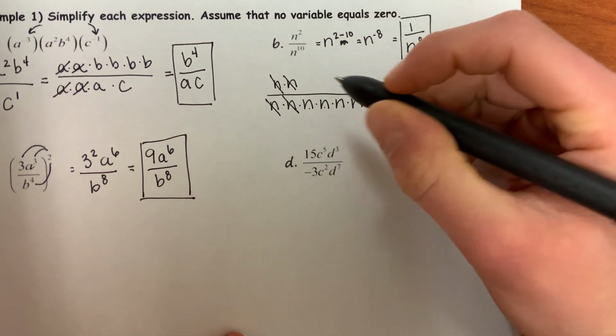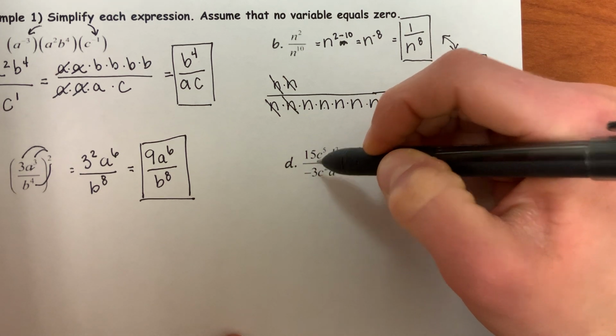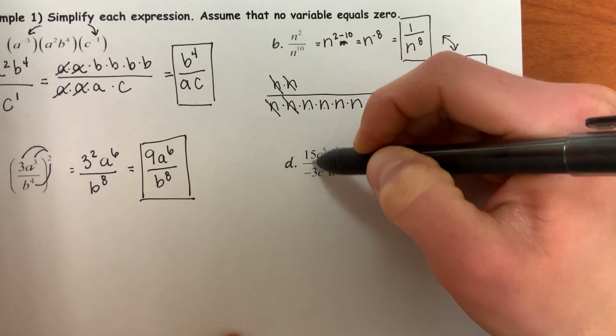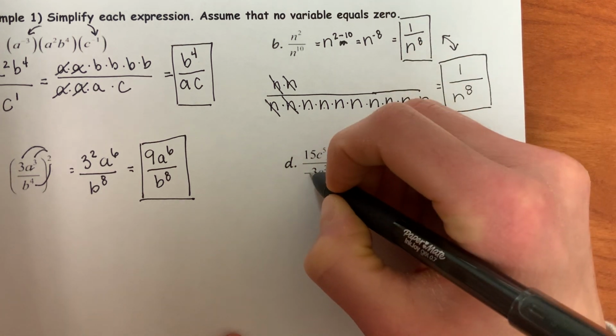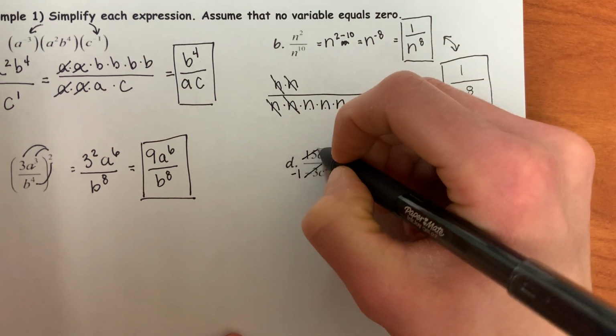So here I'm just going to look at each part. I'm going to first look at the numbers. So I have a 15 and a negative 3. I know that 3 can go into 15 5 times. Okay, so if I reduce both these numbers by 3, this negative 3 cancels out to just be negative 1, and the 15 becomes a 5.